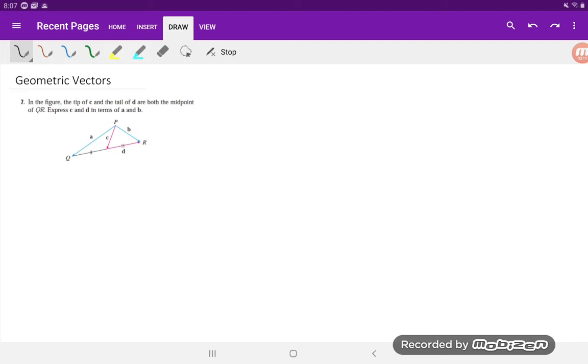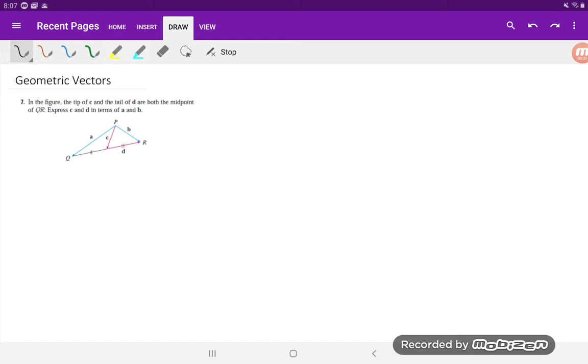So the question says, in this figure, we've got vectors A, B, C, and D, and we're looking to express C and D in terms of A and B. So how can we express this vector C as some sort of scaling, addition, or subtraction of A and B?